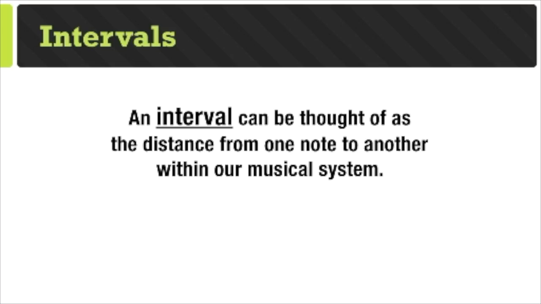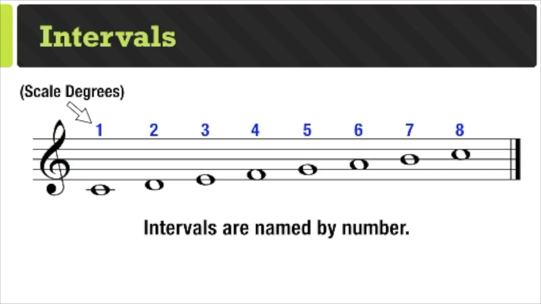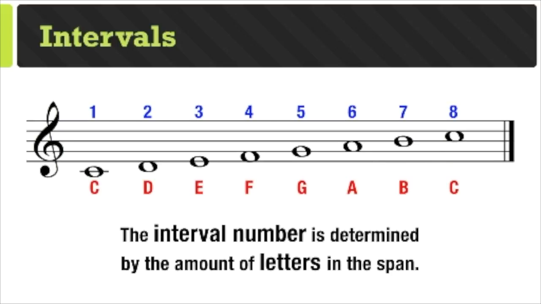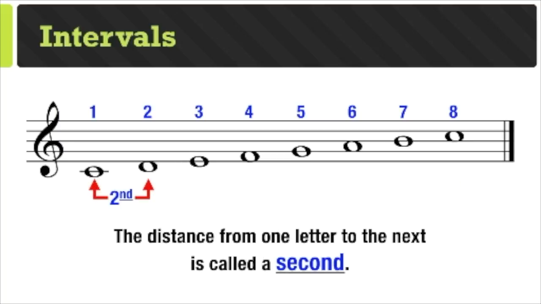Every major scale is identical when thought of in terms of scale degrees. An interval can be thought of as the distance from one note to another within our musical system. Intervals are named by number. The interval number is determined by the amount of letters in the span. The distance from one letter to the next is called a second.